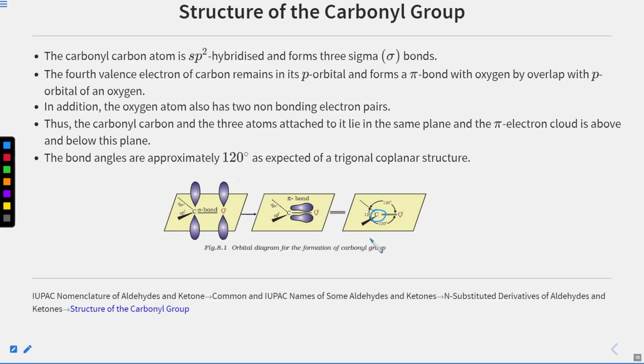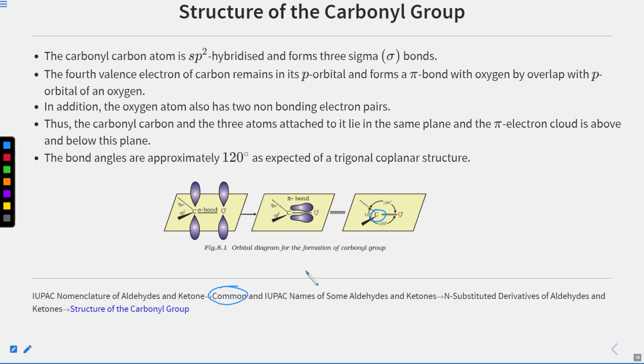Okay, so with this, we have covered the IUPAC nomenclature of aldehydes and ketones. Also, we have seen some derivatives of these. I would suggest you at least remember 3 to 4 common names that are often asked or used in exam questions. At last, we have seen just a glance of the structure of the carbonyl group.